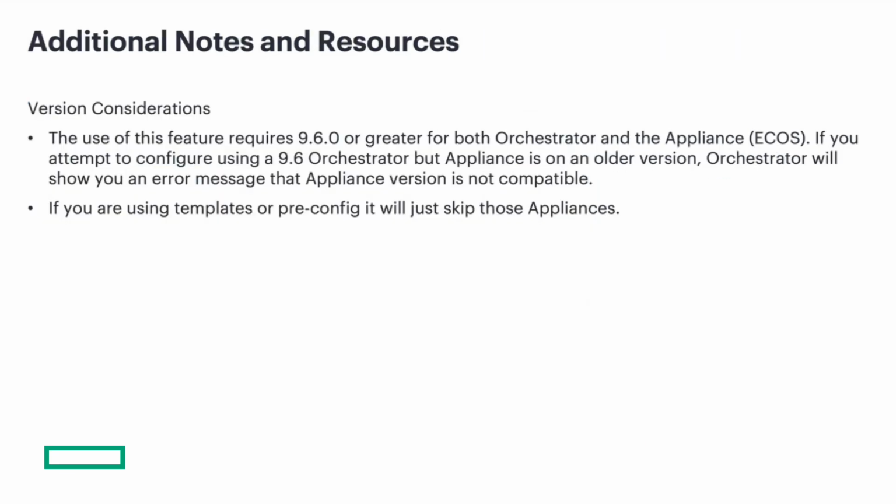It does require 9.6.0 or greater on both the orchestrator and the appliance. If you do attempt to configure it using a 9.6 orchestrator, but with an older version of ECOS, the orchestrator will give you a message that says that appliance version is not compatible. If you're configuring it through templates or pre-config, as an example, it'll just skip over those appliances.